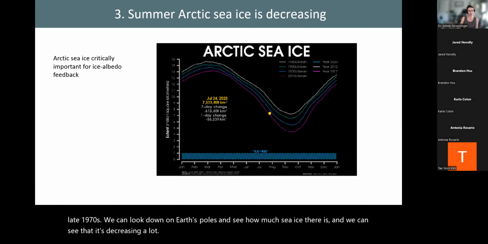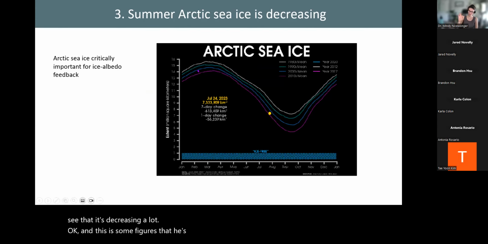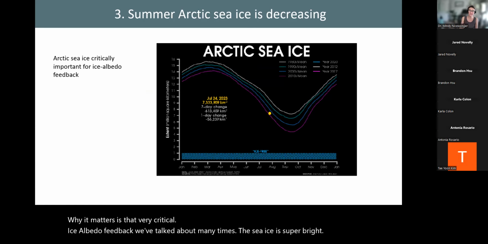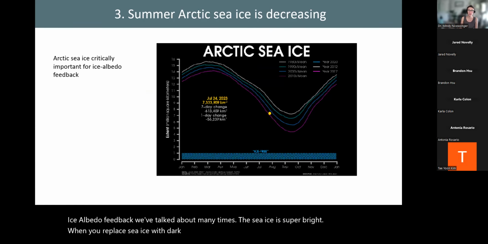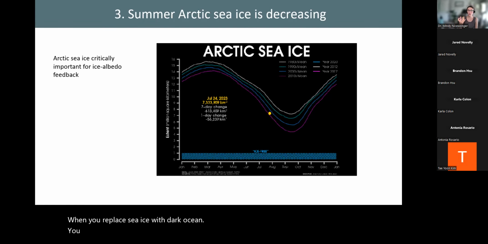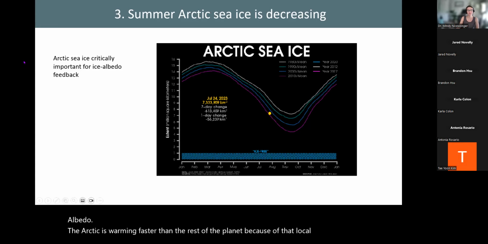These are some figures that he's produced. Why it matters is that very critical ice albedo feedback we've talked about many times. The sea ice is super bright. When you replace sea ice with dark ocean, you change that local albedo. The Arctic is warming faster than the rest of the planet because of that local albedo feedback.